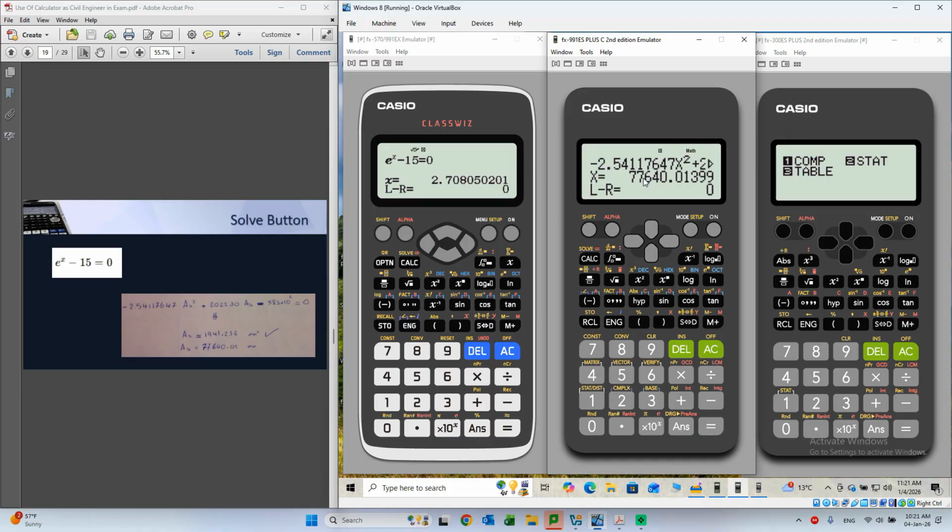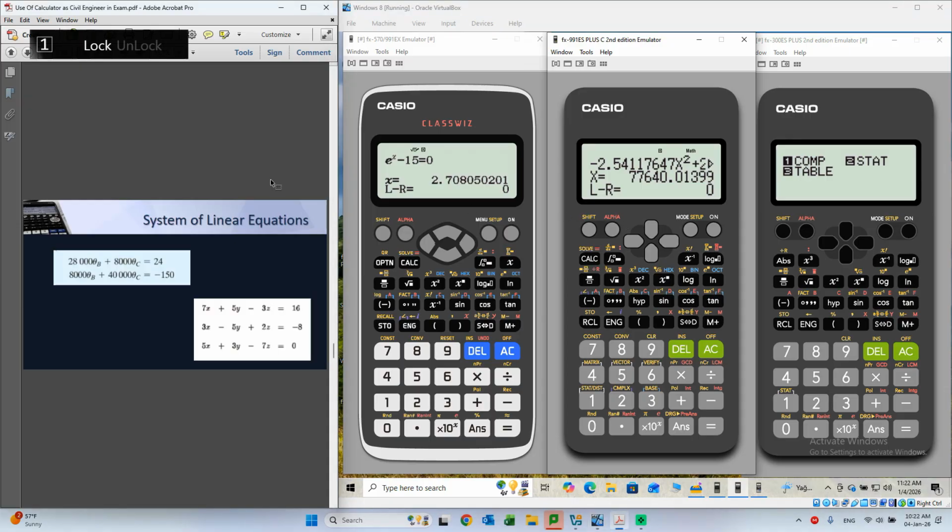So whichever solution is closer to the starting point will be shown by solve. I need you to know this one. It's useful, but it might lead you to an answer that you're not looking for. So you need to understand the answer, whether it is logical or not. It's your decision here, not the calculator's. That's the solve button we have here.